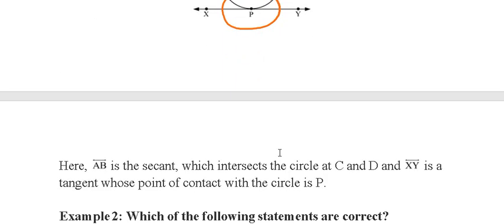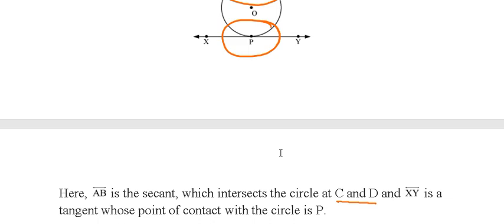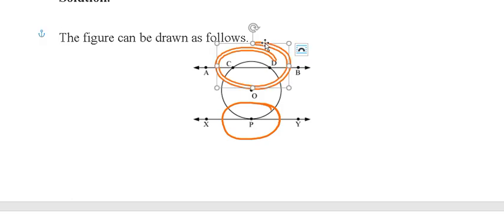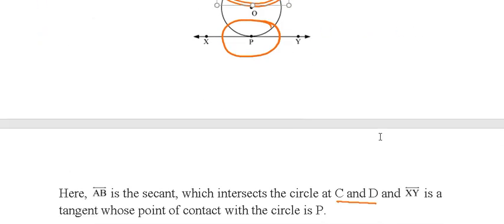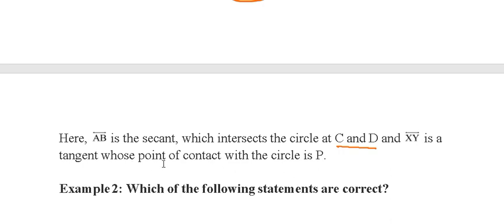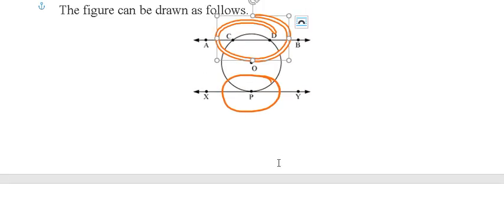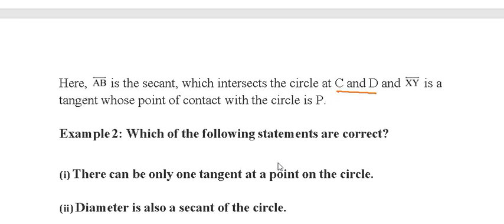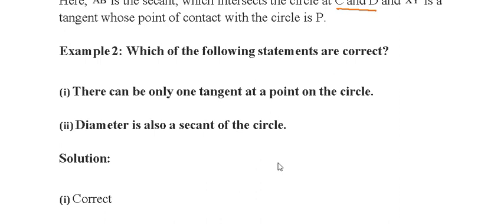Now, here, AB is a secant which intersects the circle at two distinct points, C and D. You see here, right? Okay, good. And XY is a tangent whose point of contact with the circle is P. This is the secant line AB, touching the circle at points C and D, and the tangent touches a point of the circle. Clear?